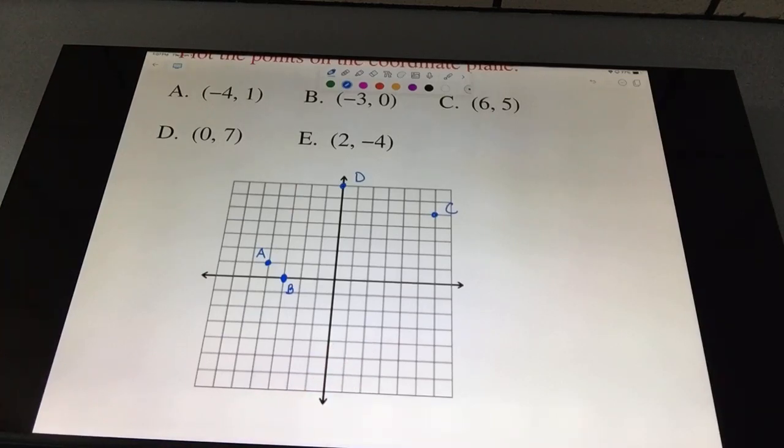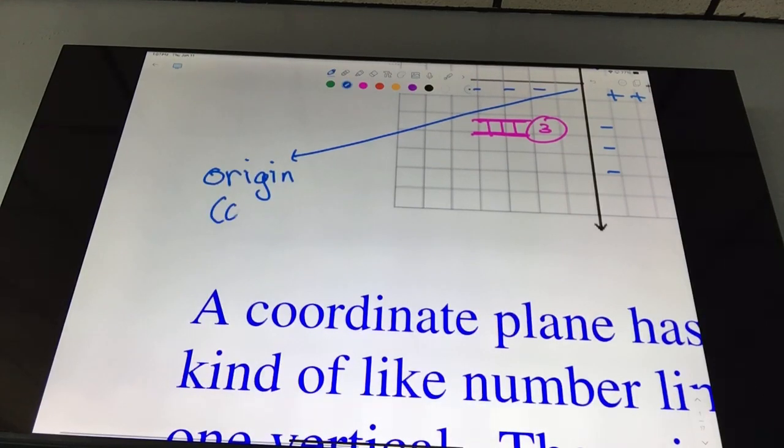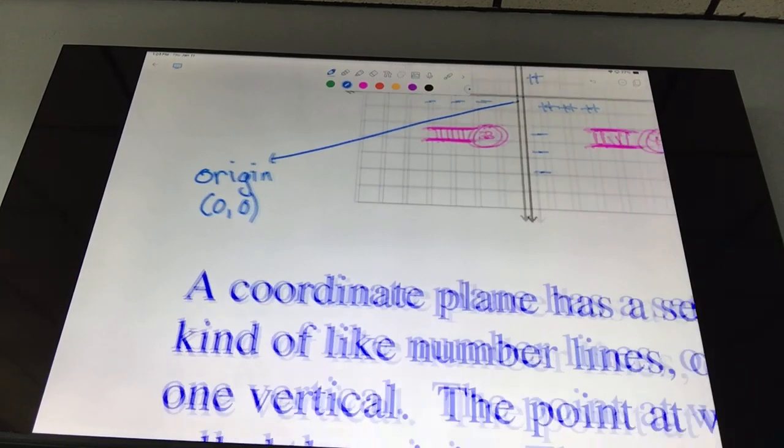So again, positive is above the origin, negatives below, positives to the right of the origin, negatives to the left of the origin. So what is my point at the origin? I should go back up in my notes and say that. 0, 0. That's where my zeros are. That's where my two number lines meet.